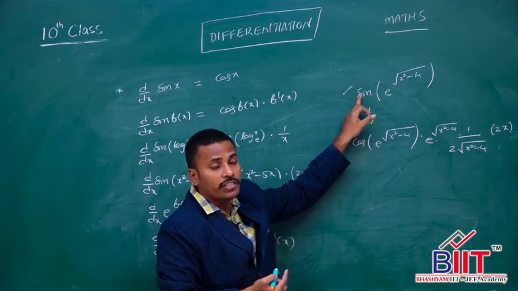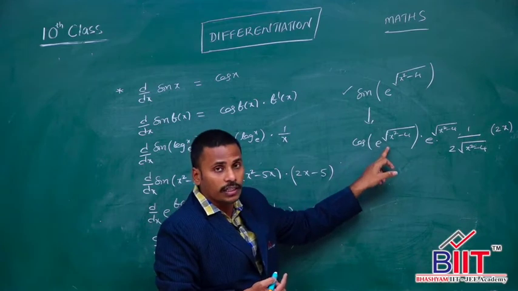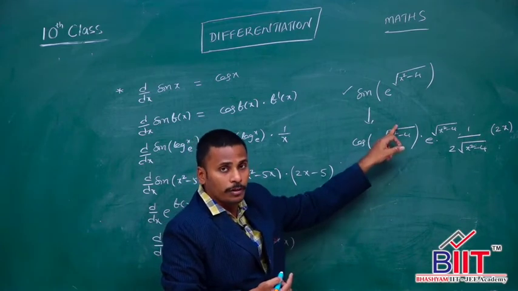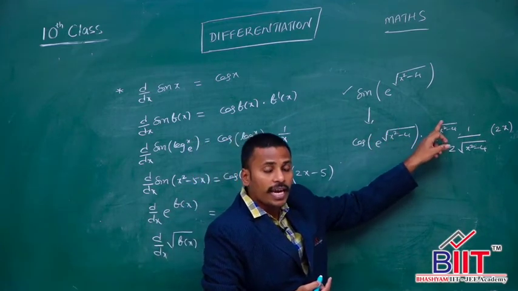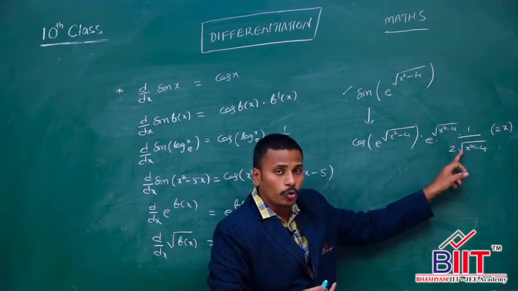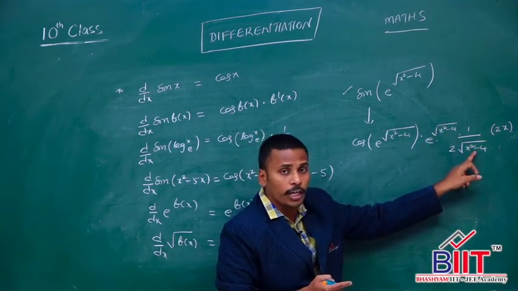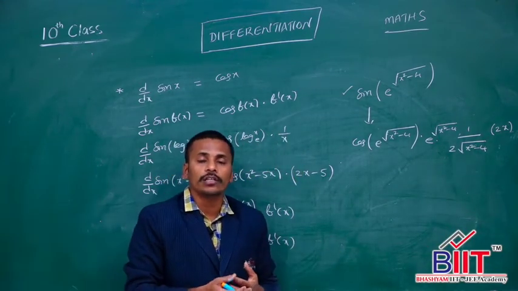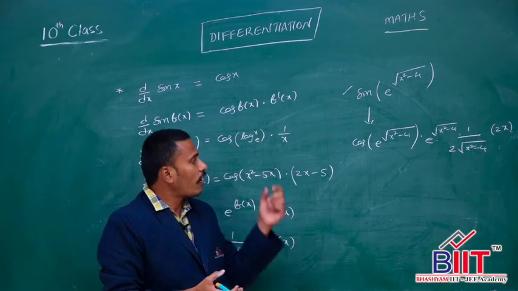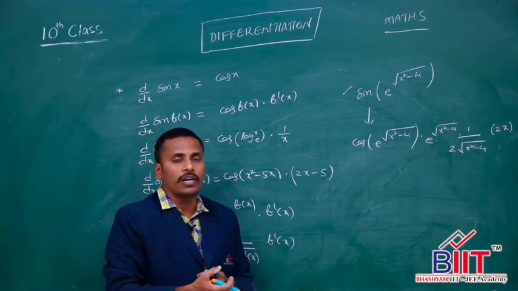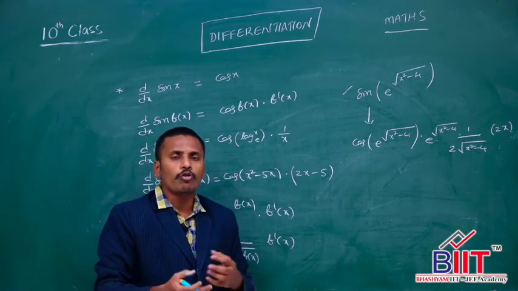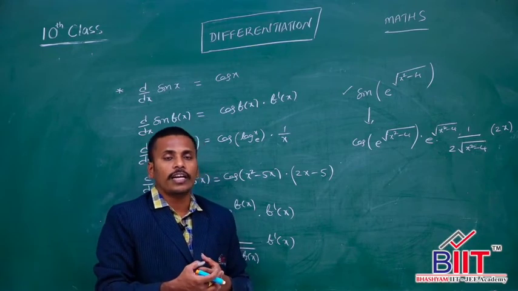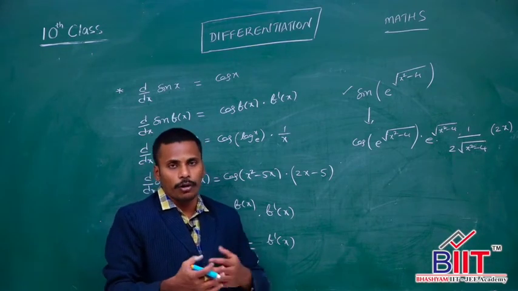So we need to write first the derivative for sine as cos of the other, and again the derivative for this input, e power something, again the derivative for that root, 1 by 2 root, and again the derivative for this x square minus 4, which is 2x. Likewise, we need to calculate derivatives for composite functions, and writing derivative in such a manner is usually considered as chain rule. Try to practice some more problems related to chain rule from your regular program books.